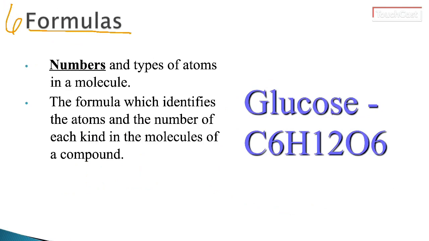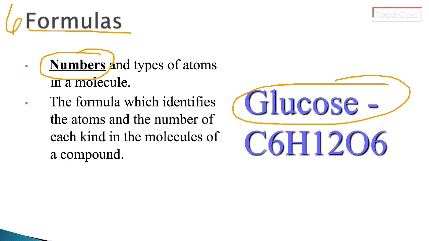Alright, now we're on number 6, which is what are formulas. Formulas are numbers and types of atoms in a molecule. The formula which identifies the atoms and the number of each kind in the molecules of a compound. So this is an example of a formula. Now this one is actually kind of poorly written.